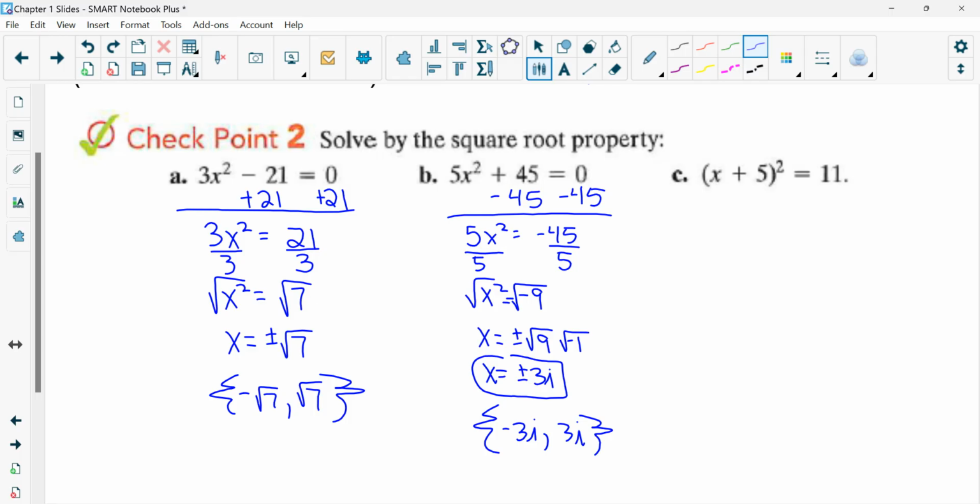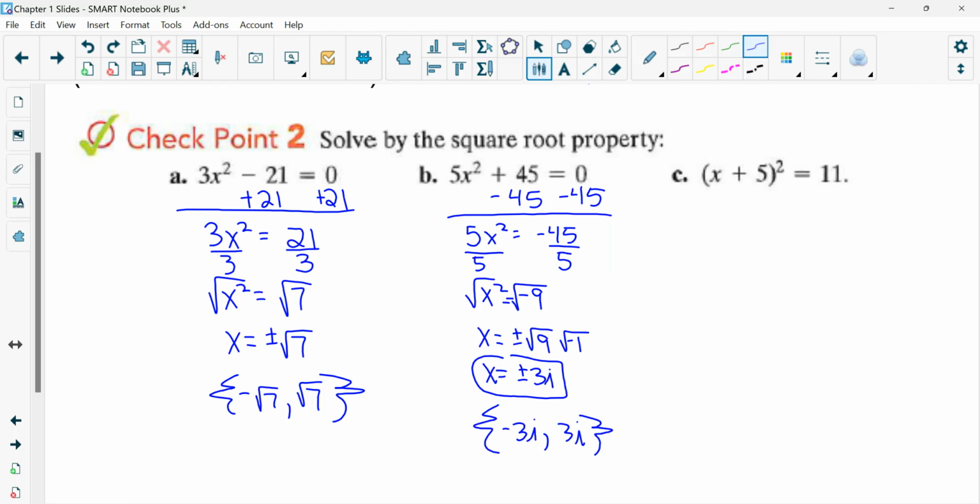And then our last one, it just has the parentheses squared. There's no other x's outside of that. So some of you may want to write it twice and multiply it out. That's how we did it yesterday. You could do that, but then you have to factor. But notice there's no other x's outside of this. If we just have an x inside and it's being squared, there's no other x's outside of it, we can use this undoing or square root property to get this by itself.